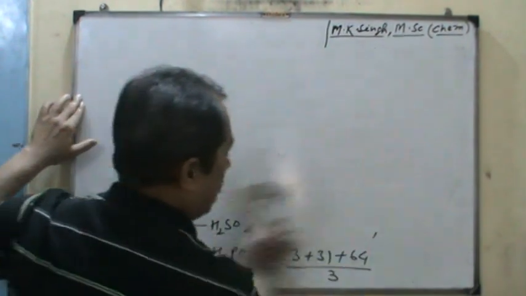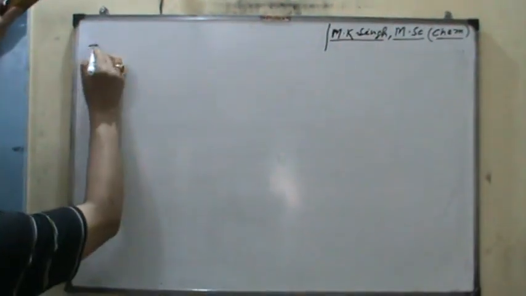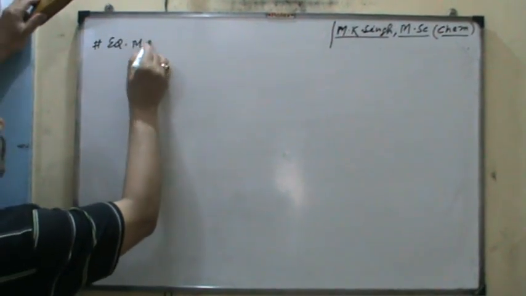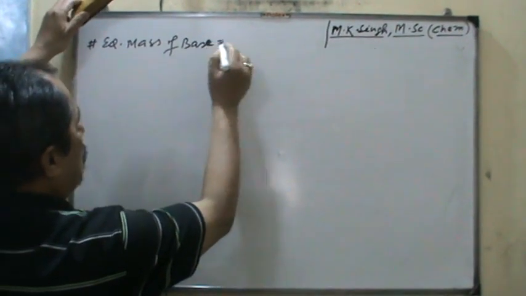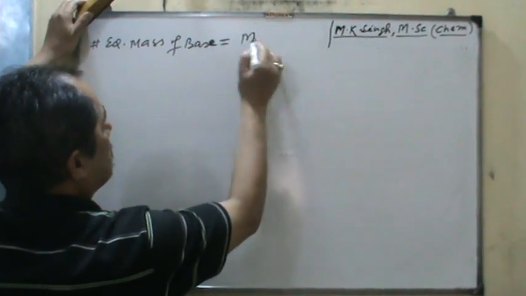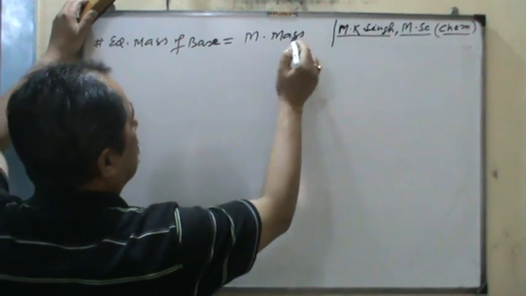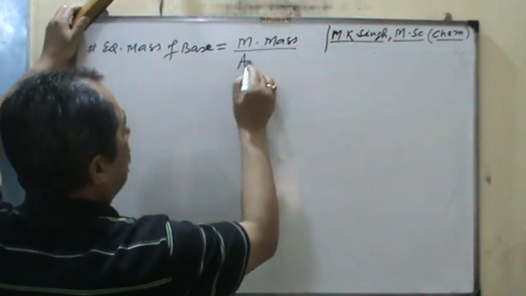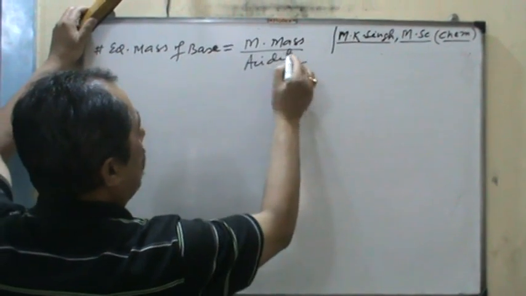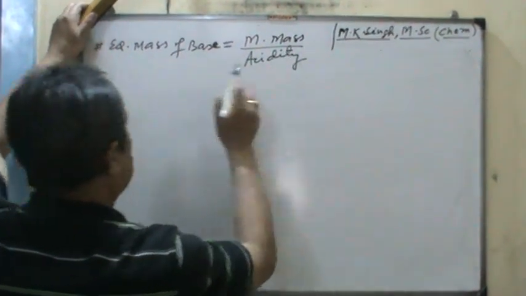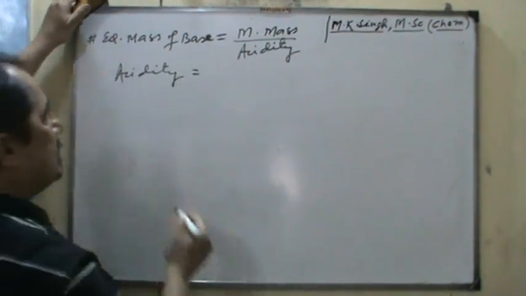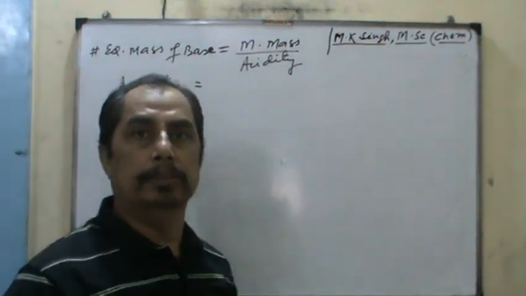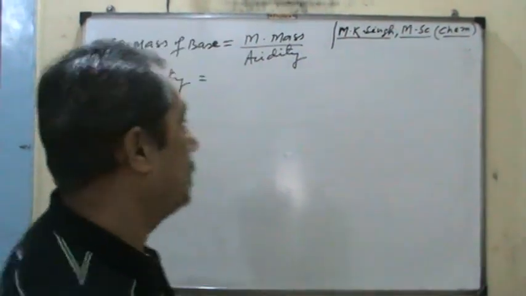So my dear students, if I have to calculate the equivalent mass of a base, the same way you can calculate it. Write down, everybody: equivalent mass of base is molar mass of base divided by acidity. Now what is the acidity? Acidity is the number of replaceable OH ions from the base.